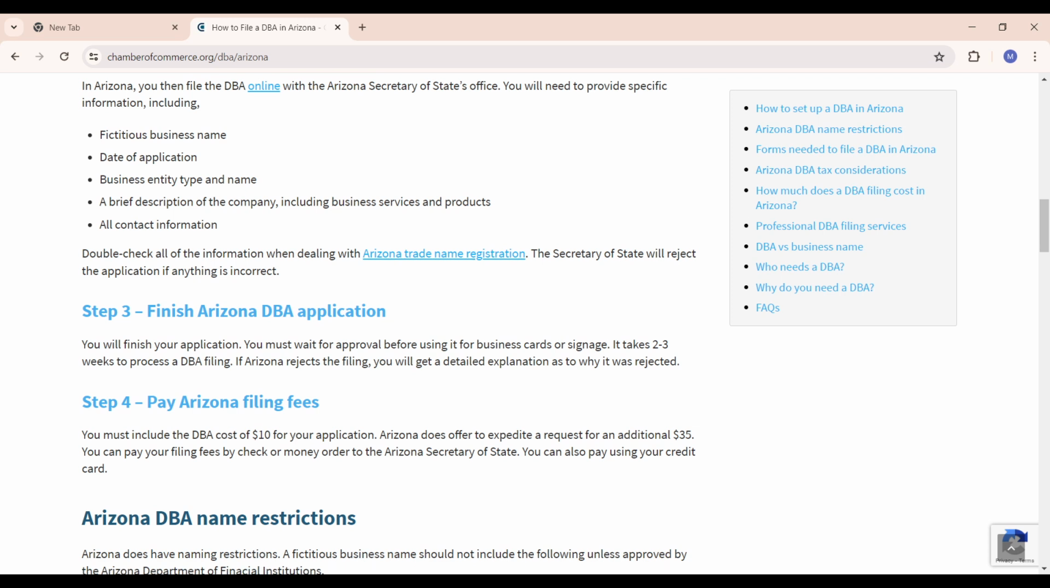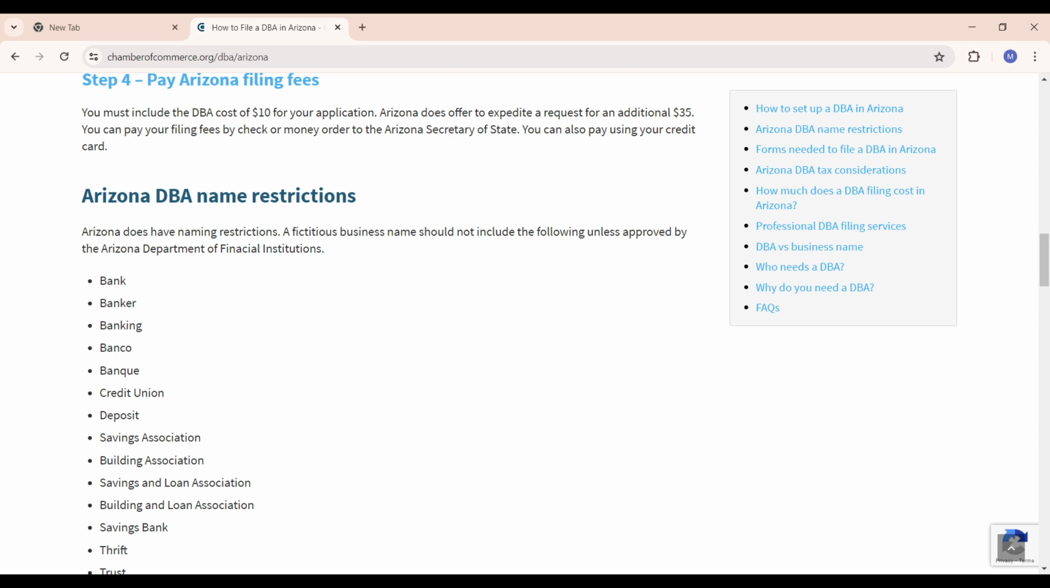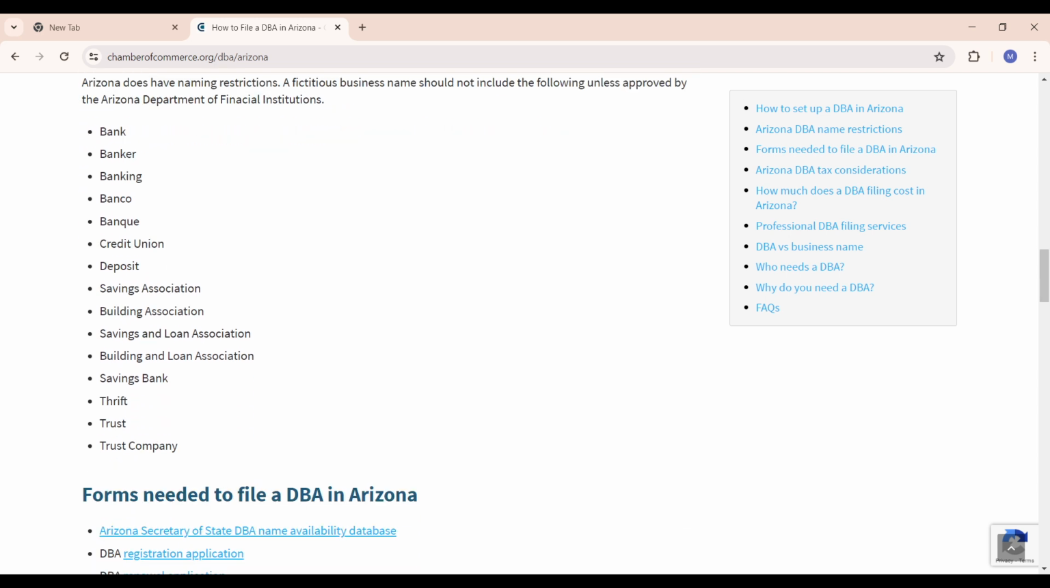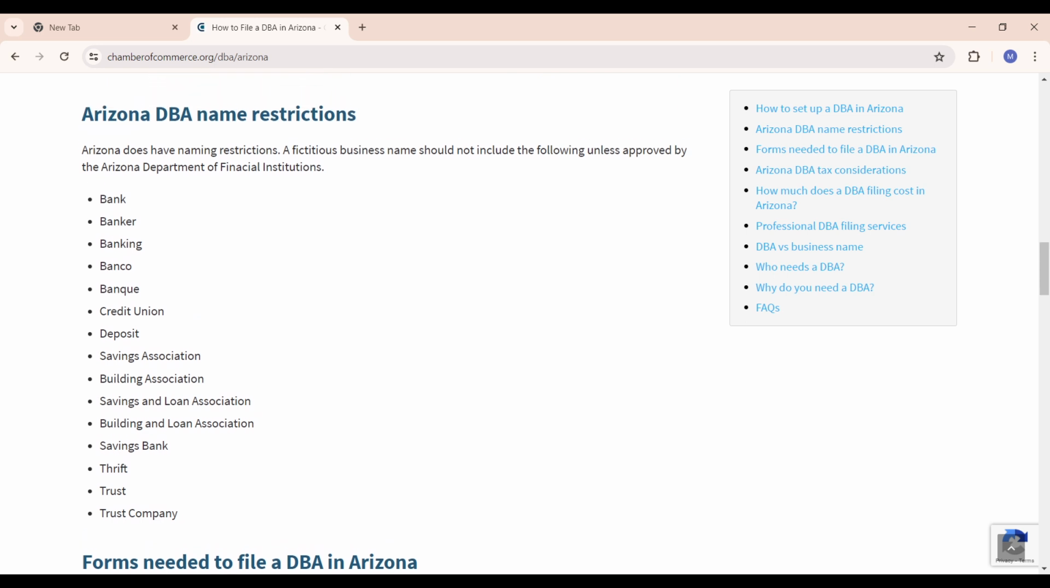Now there are restrictions on Arizona's DBA names, and it isn't much of a stress, but just adhere to these rules. Whenever you have names that include the following words, it's not allowed: bank, banker, banking, banco, bank you, credit union, deposit, savings association, building association, savings and loan association, building and loan association, savings bank, thrift, trust company. All of these words, please do avoid them. Please, please, please avoid them. These names are highly restricted when it comes to an Arizona DBA.